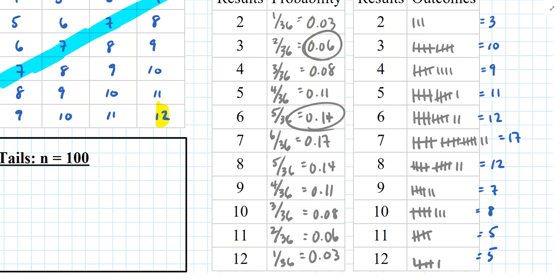As you can see, the results are not exactly the same as the theoretical probability, but similar. There were more outcomes closer to the middle results, 6, 7, and 8, rather than the extreme results of 2 and 12.